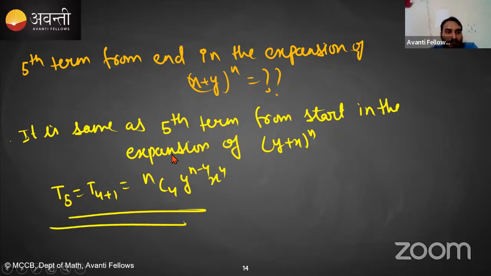Is that clear? So if somebody asks you to find the rth term from the end in the expansion of (x + y)^n, simply find the rth term from the start in the expansion of (y + x)^n. I hope this is clear. Any doubt, students? Please let me know. Shraddha, Subham, Tambe, Namrata, any doubt? Quickly let me know.